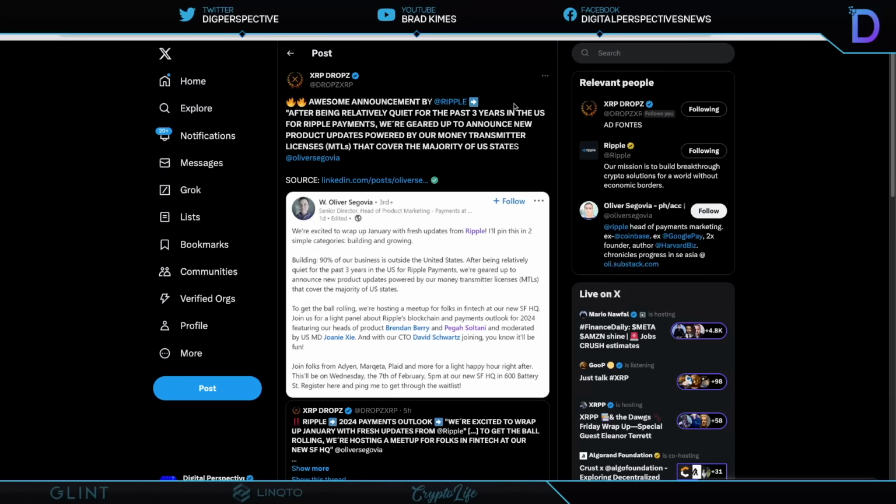Awesome announcement by Ripple. Oh, you're going to love this. After being relatively quiet for the past 3 years in the U.S. for Ripple payments, we're geared up to announce new product updates powered by our money transmitter licenses, MTLs, that cover the majority of the United States.